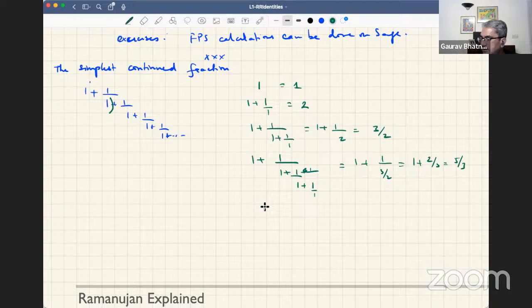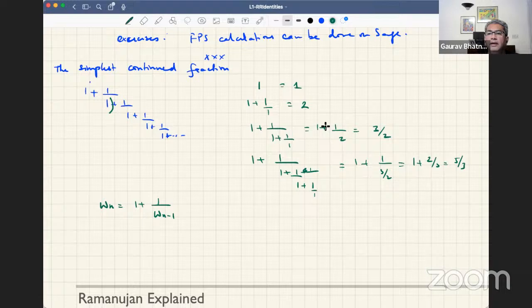This suggests how one can do it. So suppose we chop it off at Wn, then Wn is 1 over 1 plus Wn minus 1. So at the nth place we do this. And the other thing that you notice is that these numbers keep coming.